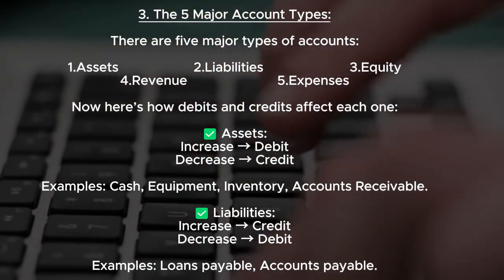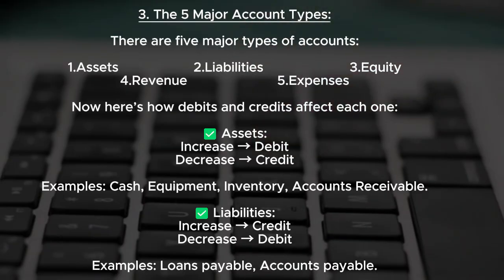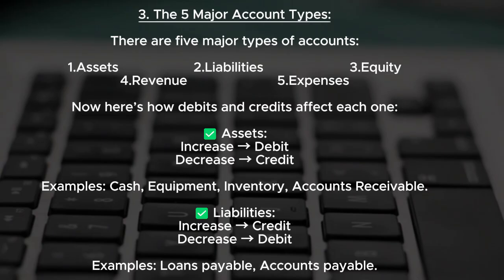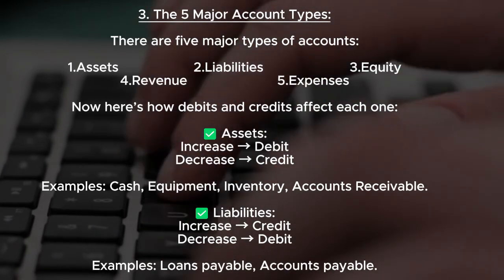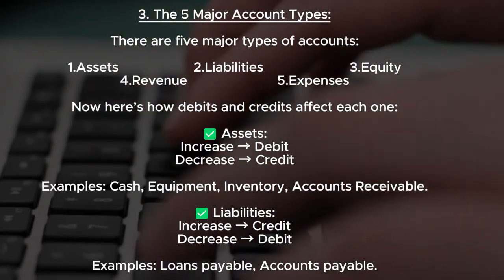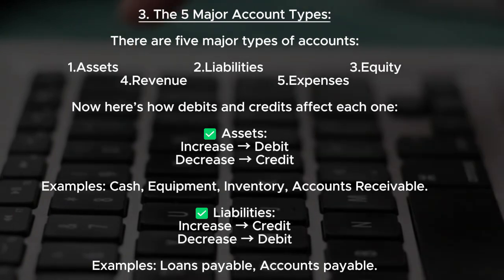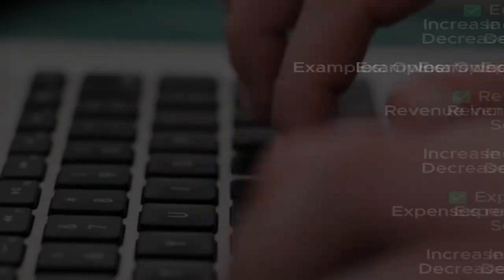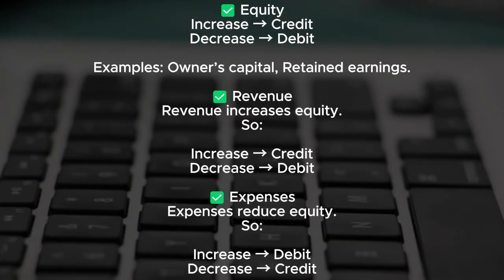3. The 5 major account types. There are 5 major types of accounts: assets, liabilities, equity, revenue, expenses. Now here's how debits and credits affect each one. Assets, increase debit, decrease credit. Examples: cash, equipment, inventory, accounts receivable. Liabilities, increase credit, decrease debit. Examples: loans payable, accounts payable. Equity, increase credit, decrease debit. Examples: owner's capital, retained earnings.